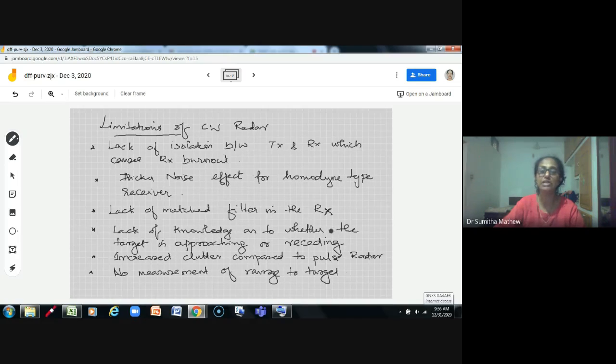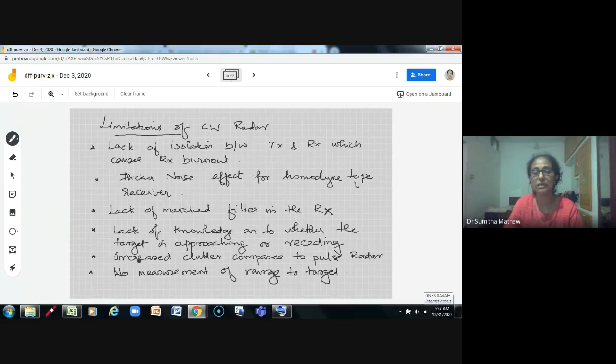Then lack of knowledge as to whether the target is approaching or receding. You only get an idea about FT, no sign, because we cannot indicate whether the target is coming towards us or going away from the radar. Okay. So lack of knowledge.